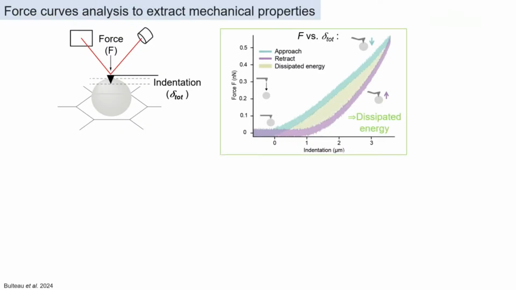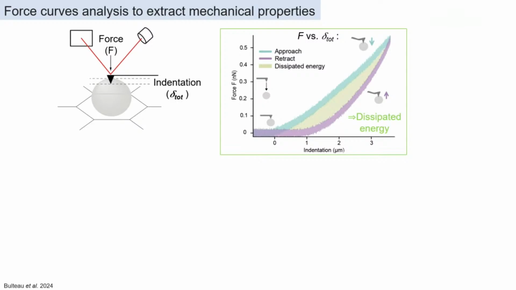In my PhD, I'm performing two analyses. The first one is to calculate the area between the approach and the retract curve, so the green area here. It represents the energy that is dissipated by the cells during the AFM measurement, so it's linked to the cell viscosity in a way.